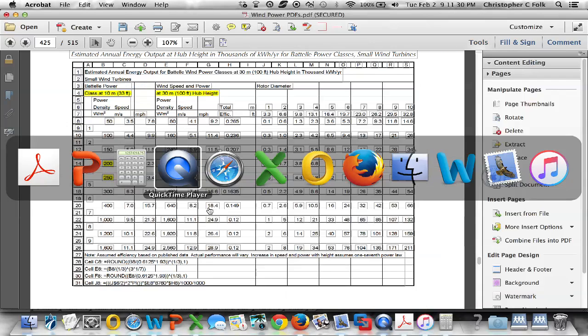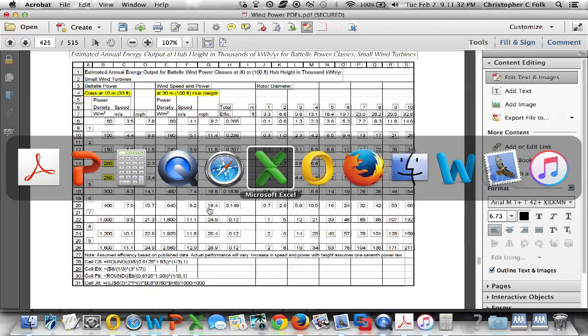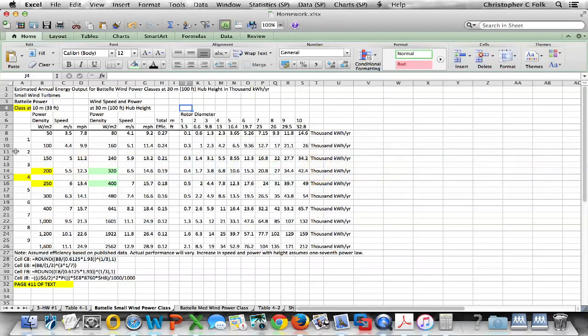We're going to go look at this Excel spreadsheet that I have. Then I have the same thing. So I was able to recreate this entire table from 411, right? And I was able to do the same thing here. So class 4, the measured speed was between 200 and 250 watts per meter squared, but because I'm putting the turbine up at 100 feet, I will get more like 320 to 400. Boy, that's great.